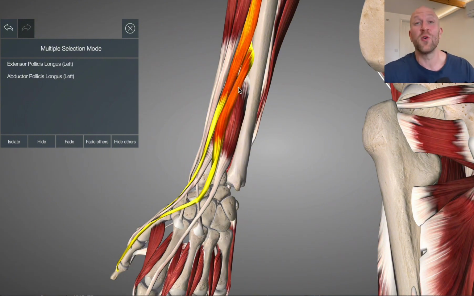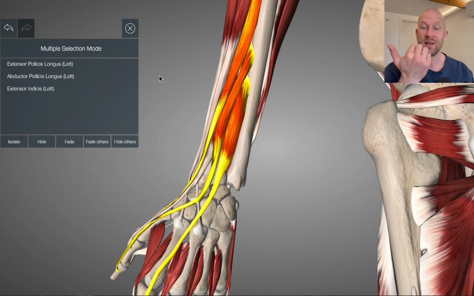You may have heard of de Quervain's tenosynovitis. It's that scrolling kind of overuse of those tendons, and it's those tendons there that get irritated and inflamed. We've also got this little muscle around the side there, which is extensor indicis. So we have one muscle just for extending that index finger.